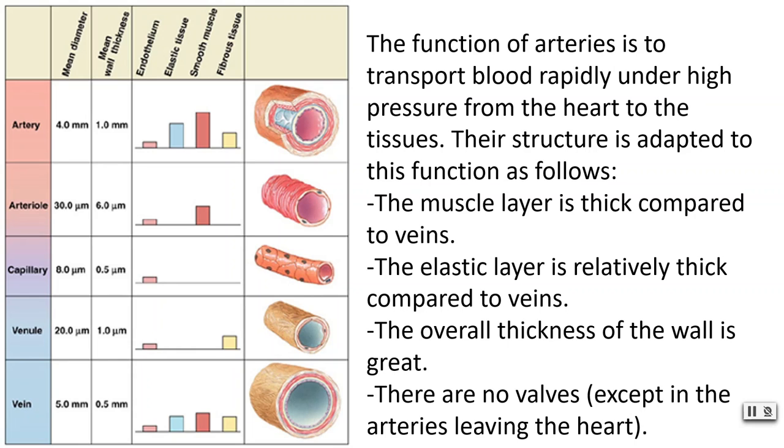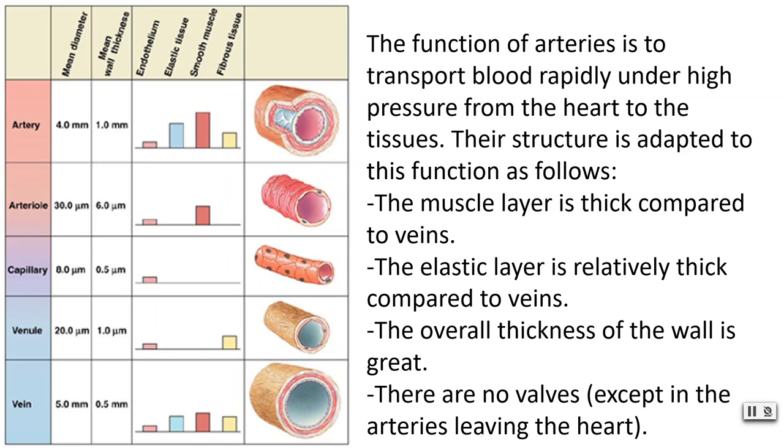Now, there are no valves except where they leave the heart. So there's semilunar valves as they leave the heart to prevent the blood flowing back from the aorta or back from the pulmonary artery into the heart. But there are no valves other than that, because valves are to prevent backflow, and this stuff is under such high pressure it's not going to flow backwards, it's going to flow forward.